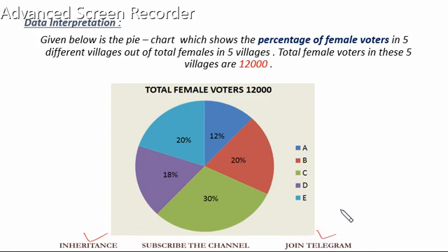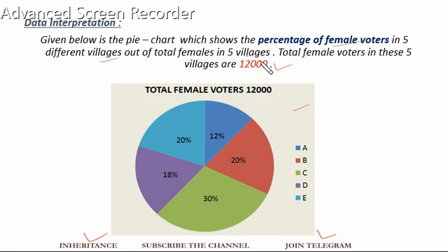So today we will discuss data interpretation questions. These are exam-level questions, exactly the kind asked in RRB PO or IBPS PO prelims. So this is a DI, a pie chart. Let's check the DI first. It shows the percentage of female voters in 5 different villages out of total females in the 5 villages.